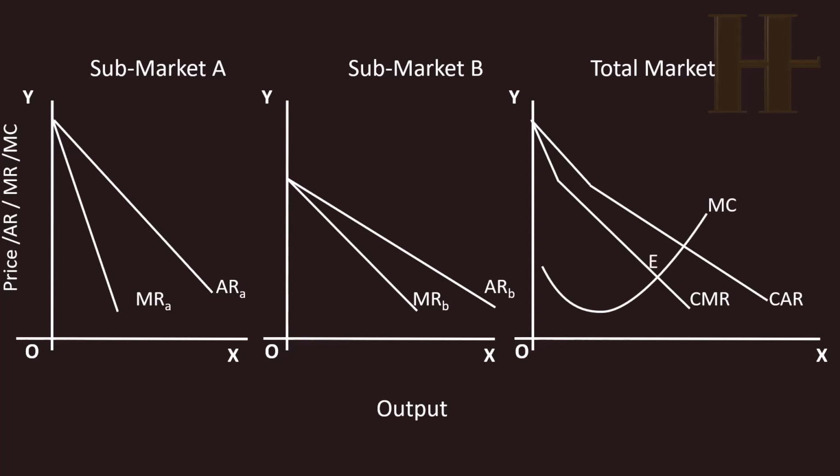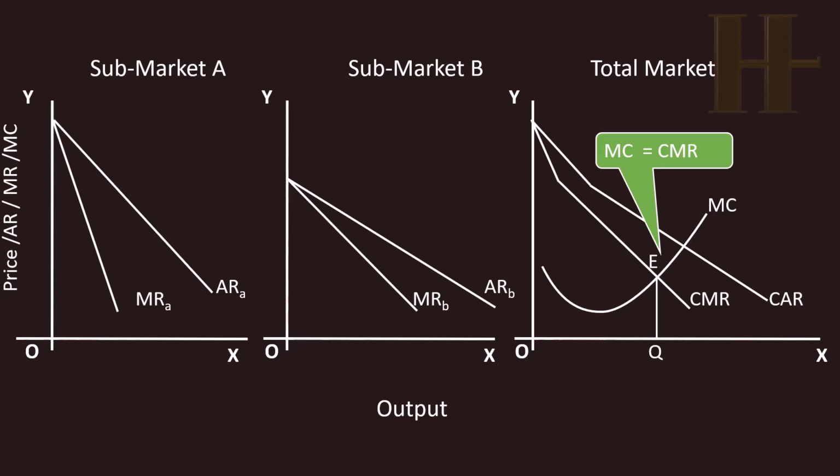MC is the marginal cost curve. It cuts the combined marginal revenue curve at E from below. E is the equilibrium point of the firm. At this point, marginal cost is equal to combined marginal revenue. All the three conditions are satisfied here. Q is the equilibrium output. This is the total output monopolist produced to be distributed in the two markets.